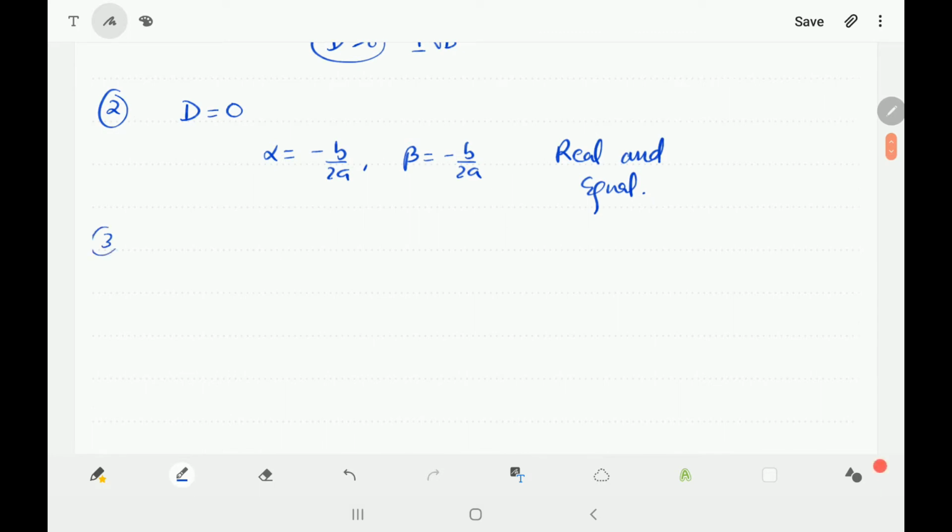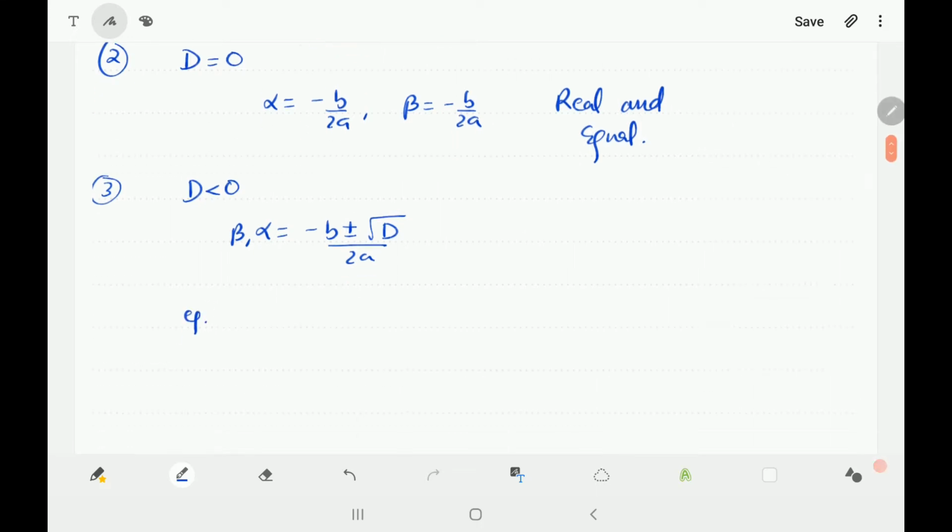Moving on to the next point, if D is less than 0, what happens? The roots alpha and beta are (-b ± √D) divided by 2a. Let me use an example to explain this. We have the equation x² + x + 1 = 0. If you find the roots of this equation, you will get (-1 ± √-3) divided by 2a. So this will give us (-1 ± i√3) divided by 2.